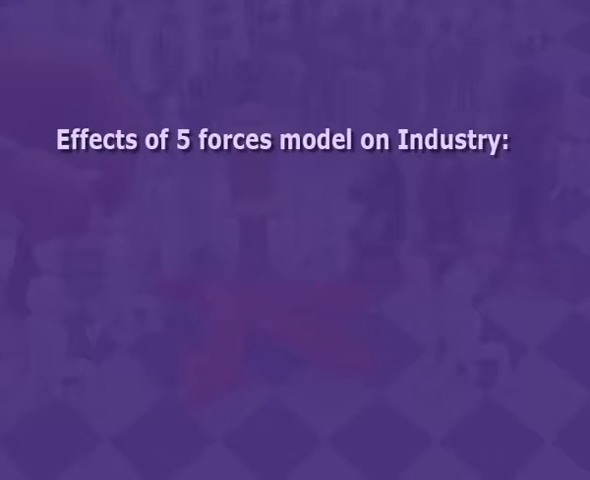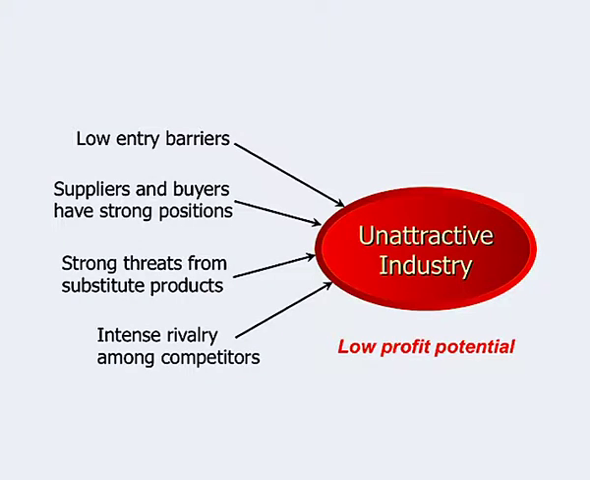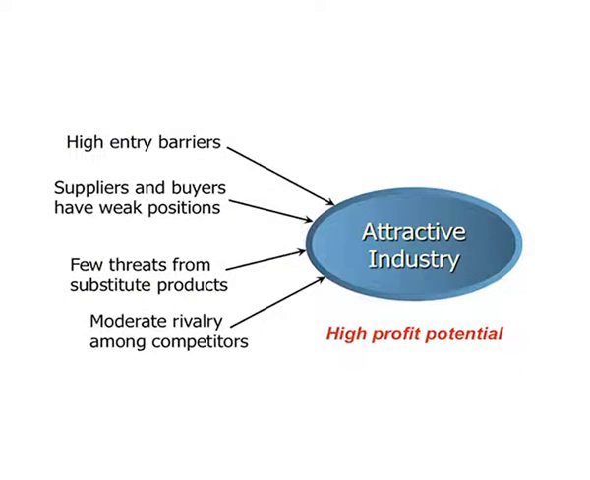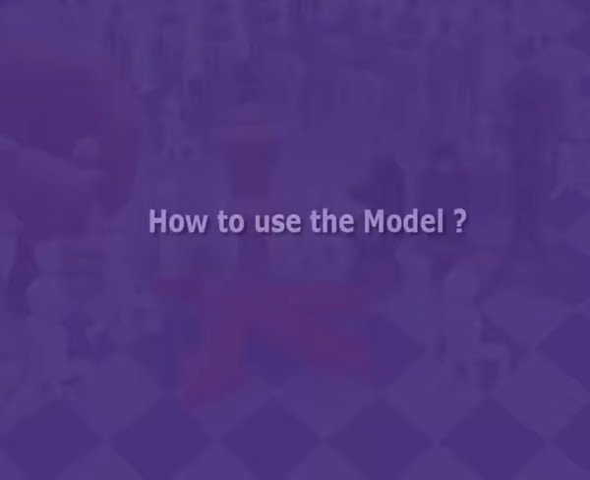Now, effects of five forces model on industry. Interpreting industry analysis. Unattractive industry: low entry barriers, suppliers and buyers have strong positions, strong threats from substitute products, intense rivalry among competitors. Attractive industry: high entry barriers, suppliers and buyers have weak positions, few threats from substitute products, moderate rivalry among competitors.